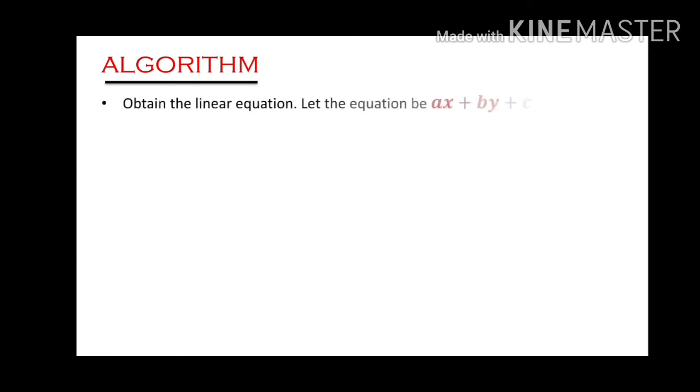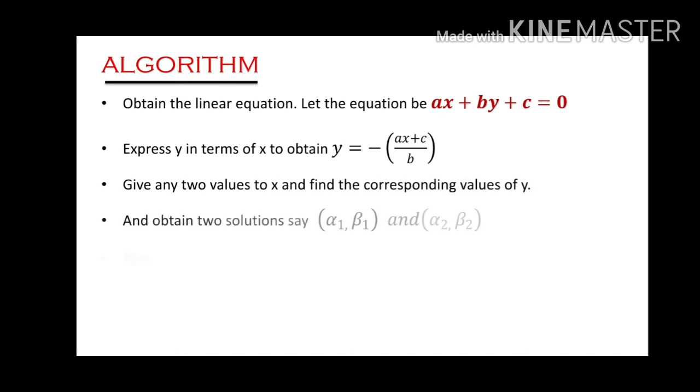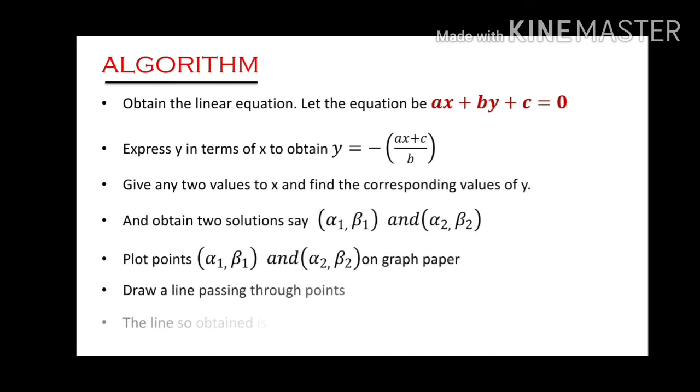So now the algorithm or the steps you have to follow to draw the graph. First we will obtain the equation, that is ax plus by plus c, whatever the equation given. Then we will write y in terms of x. After that we will put some values for x and get the corresponding value of y. Suppose the solutions are (alpha 1, beta 1) and (alpha 2, beta 2). So two solutions we have found.